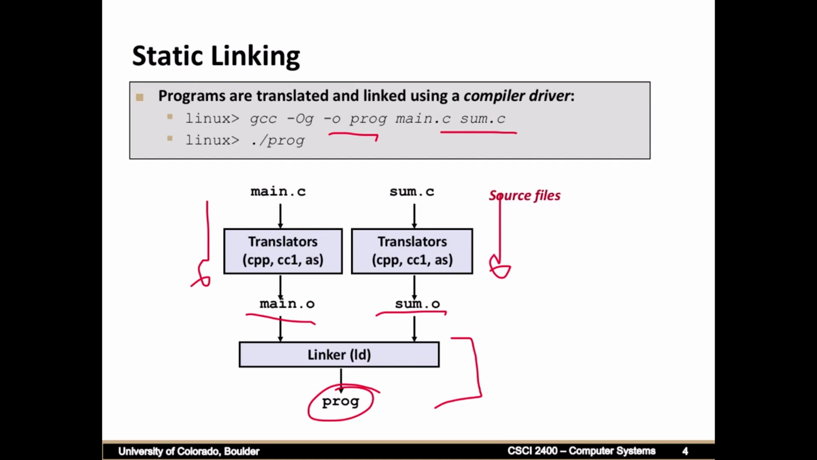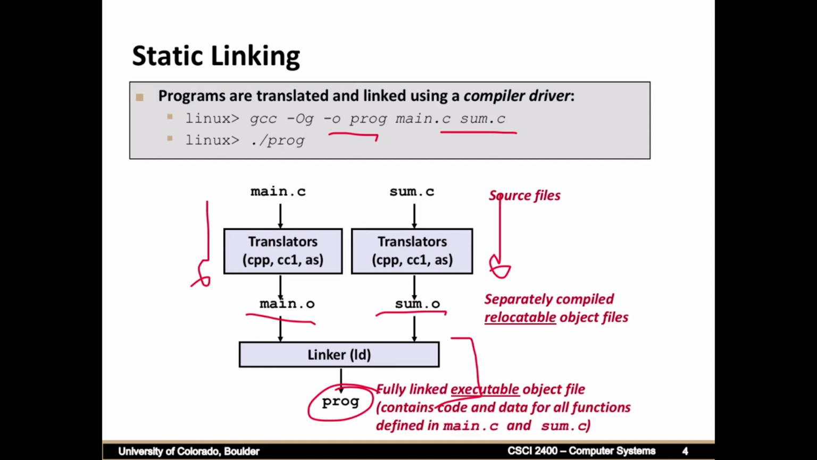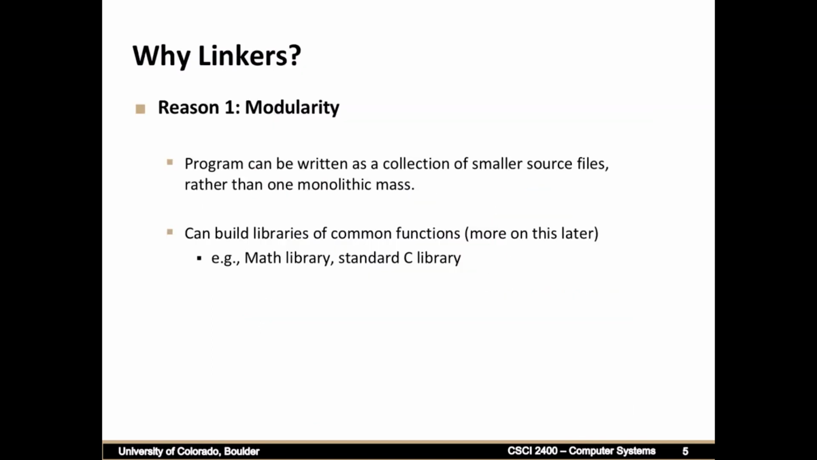So why do we have linkers? The first reason is modularity. We can write programs in smaller parts and combine them together instead of having one monolithic mass program. This was an innovation as programs got larger, and it also has been used for separating out programs and having different people work on subparts of a program.